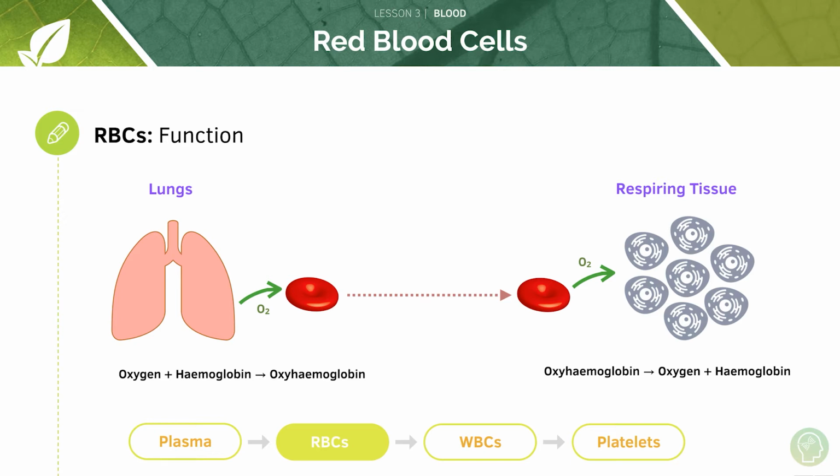And then this blood will get transferred towards tissues which are respiring. And here, the oxyhemoglobin is going to dissociate from the oxygen molecules. And so it's going to go back to form oxygen plus hemoglobin, and the oxygen will be released to these respiring tissues. And meanwhile, the hemoglobin is now deoxygenated, but it will still stay in the blood, and it will be returned to the lungs where it's going to get oxygenated again.